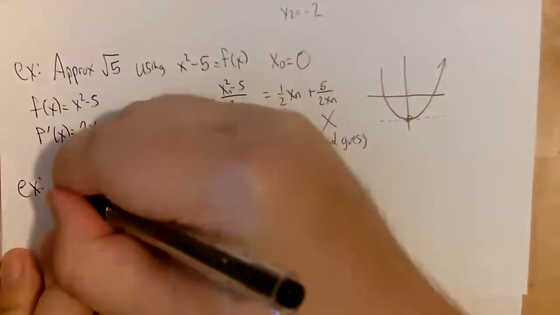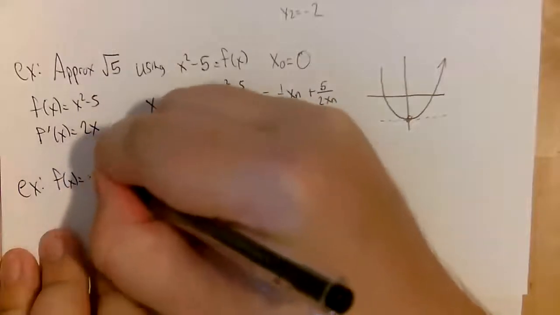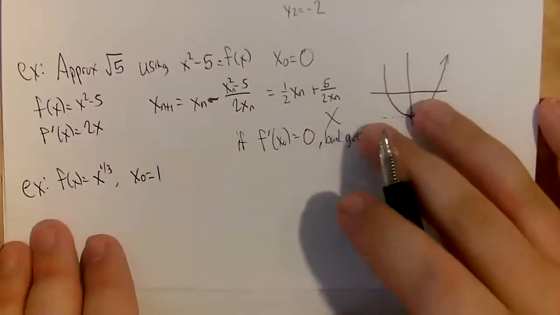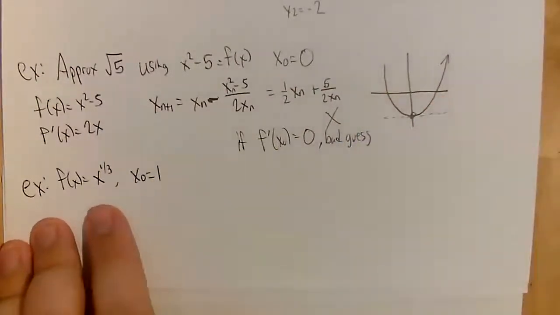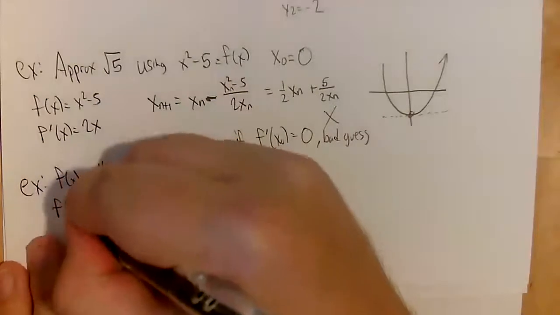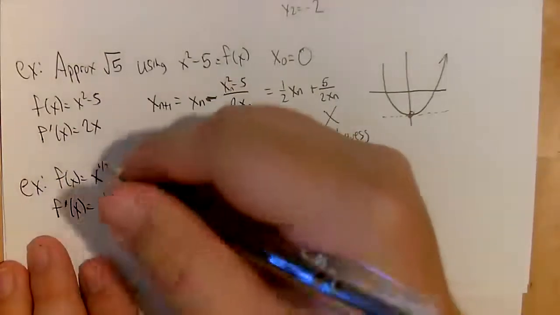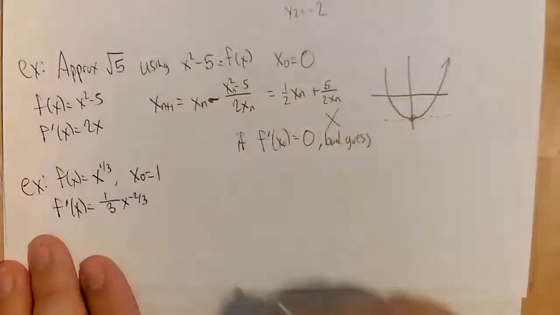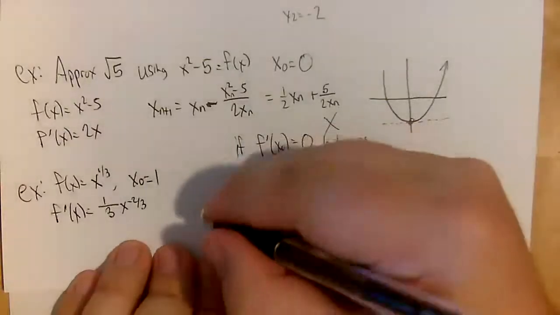Let's say that we wanted to use Newton's method with x to the 1/3, and our initial guess will be x naught equals 1. Now, this is something we realistically wouldn't use Newton's method on, because it's pretty obvious that the root to this would be 0, and we don't have any problems getting a decimal expansion for 0. So in all honesty, we probably wouldn't use Newton's method on this. But this illustrates something that can go wrong. If I find out what f prime is, I use the power rule, and I get 1/3 x to the negative 2/3. So let's see what happens if we set up Newton's method here.